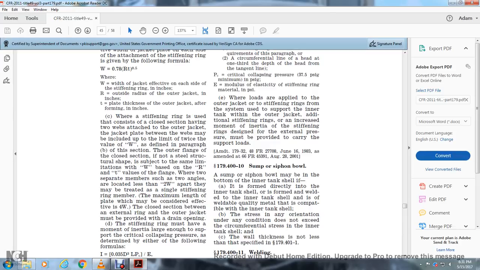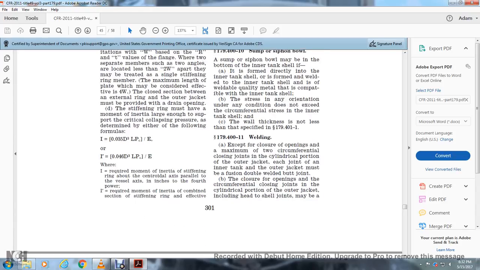139-410 Siphon and sump and siphon bowl. Sump and siphon bowl may be in the bottom of the inner tank shell. They are formed directly into the inner tank shell, but the welding into the inner tank shell is in weldable quality metal, compatible with the inner tank shell. The stress in any orientation under this condition must not exceed the circumferential stress in the inner tank shell. Wall thickness is not less than specified in 139-401.